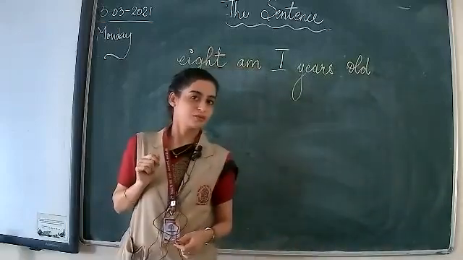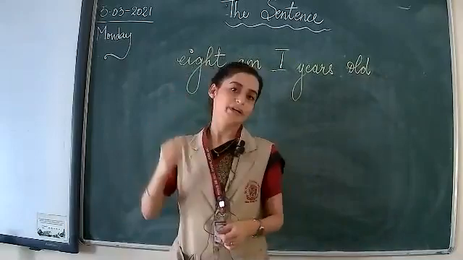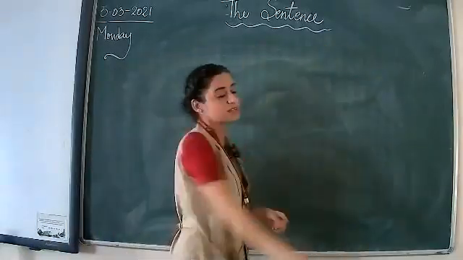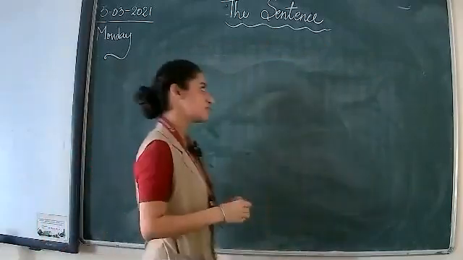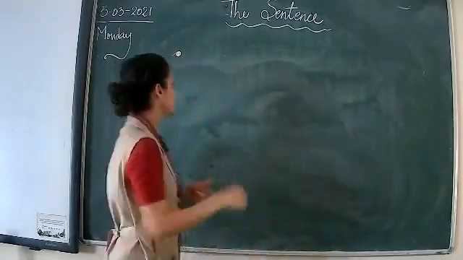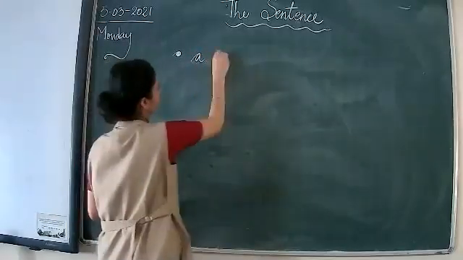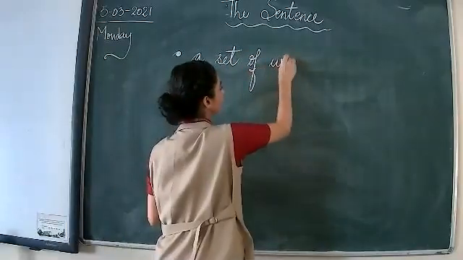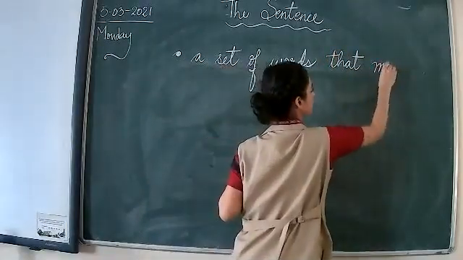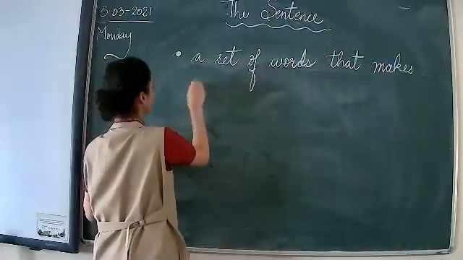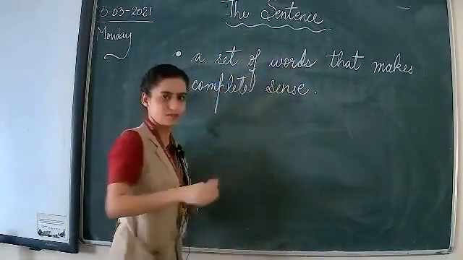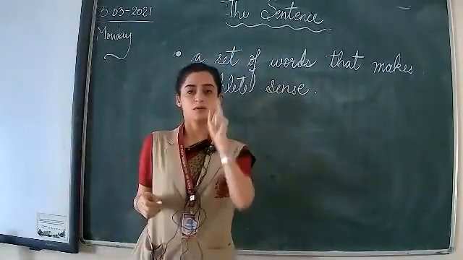Okay, and we need to remember, recall all the points regarding that. So what are those points? That first of all, a sentence is a set of words that makes complete sense. So we'll write it here. A set of words that makes complete sense, right? That is point number 1.